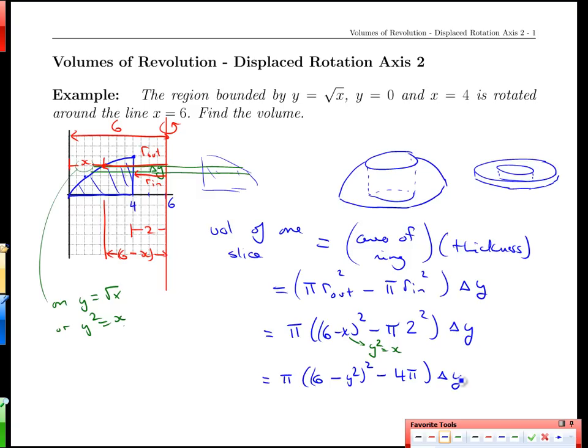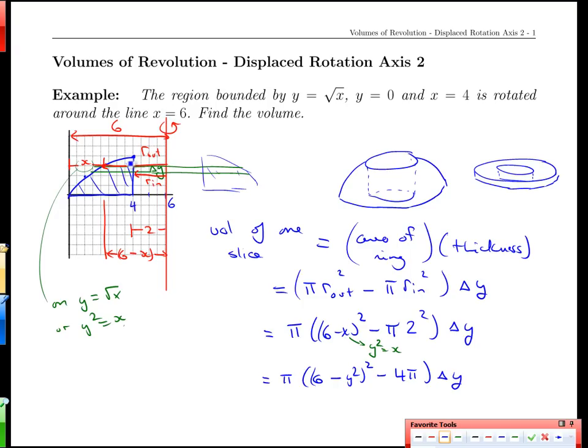So, just a quick recap. Each slice, we're going to slice horizontally because that's how we're going to get circles. Vertical slices would be some crazy, crazy shapes. We don't want that. So horizontal slices. What does each horizontal slice look like?